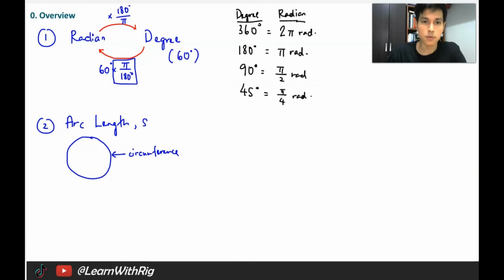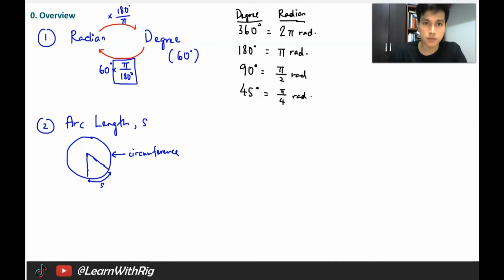But what if you just want to find one sector only? Let's say I don't want to find the circumference, I just want to find this sector here. You want to find the length, that means this arc length. Arc means basically one small part of the circumference. So you want to find this part. This is not area, by the way. Maybe I colored wrongly. We are looking for the arc length.